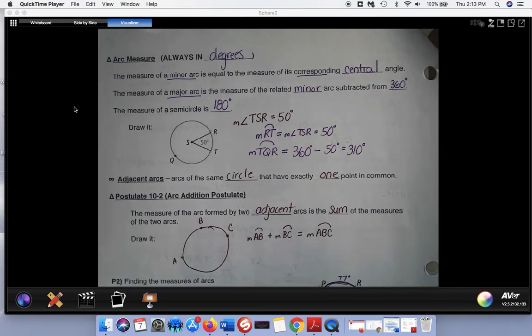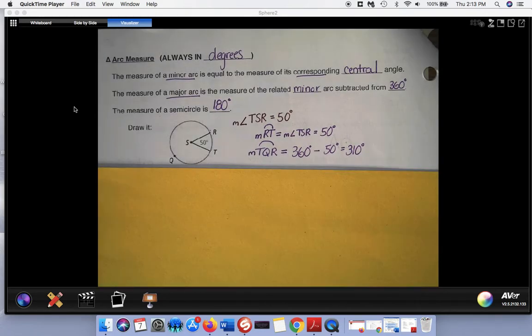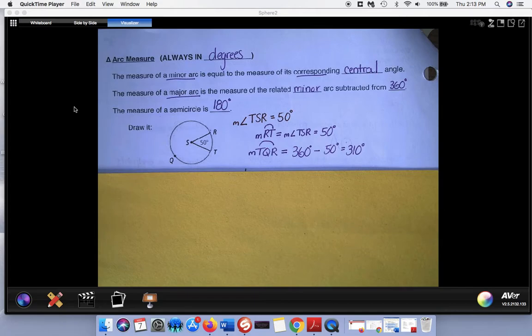All right, so let's talk about arc measures. When we say find the measure, whether it's the measure of an angle or the measure of an arc, we are always measuring in degrees in geometry class. So you want to keep that in mind. When you are finding the measure of a minor arc, the measure of the minor arc is equal to the measure of its corresponding central angle, and I'll point that out in a moment.